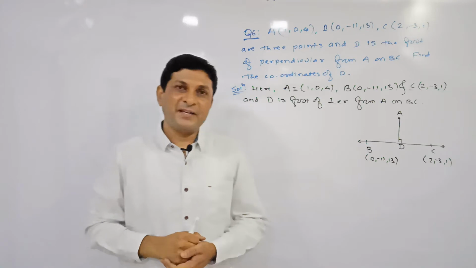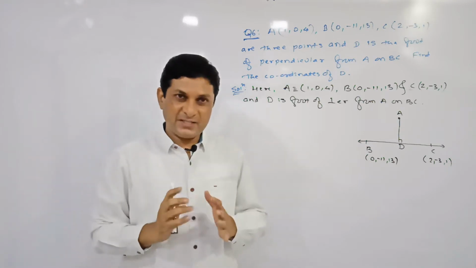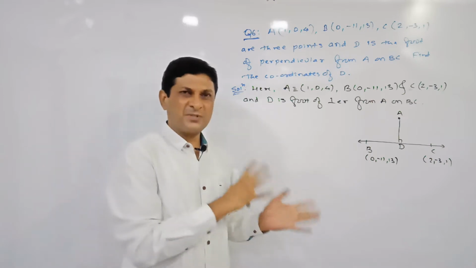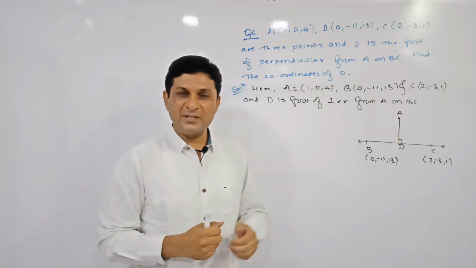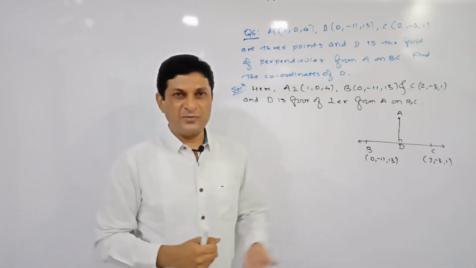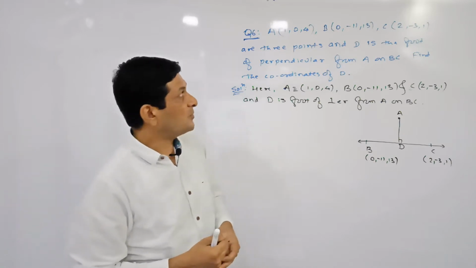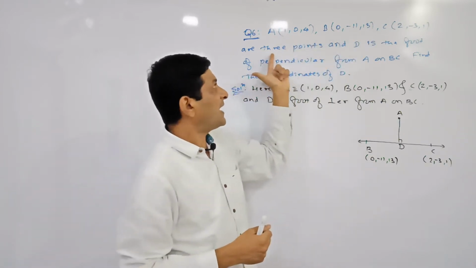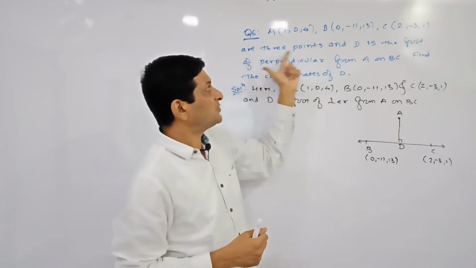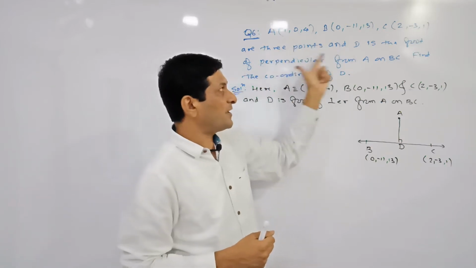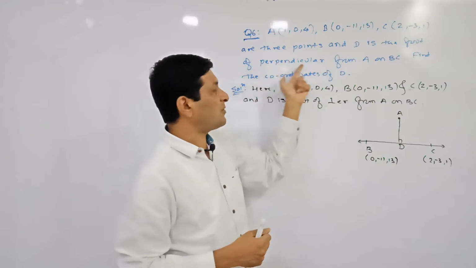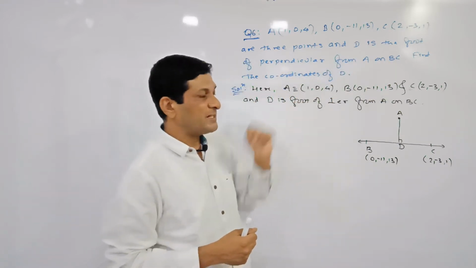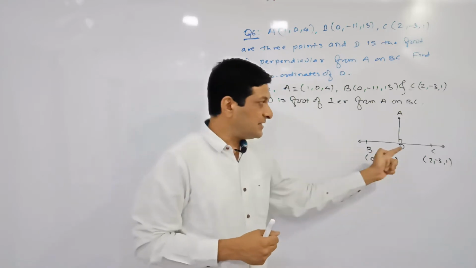Now we are starting the sixth example from exercise 6.2. This example is similar to some examples which we have solved already. Observe the given condition: the coordinates of 3 points are given to us, and D is the foot of perpendicular from point A on BC.